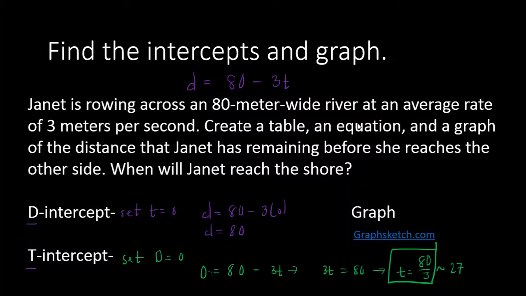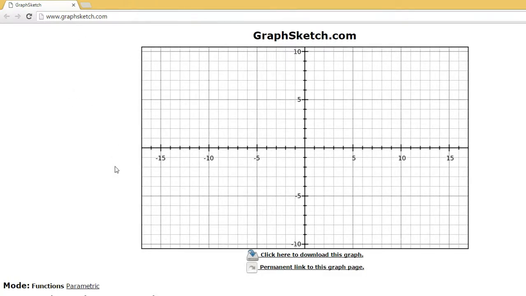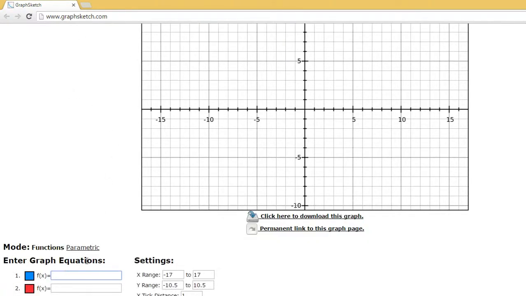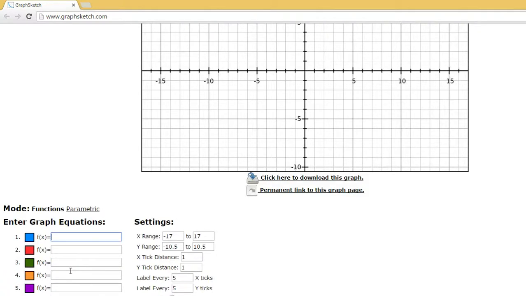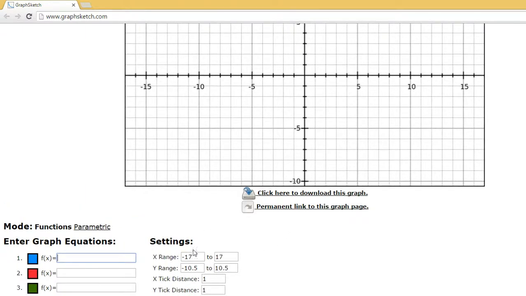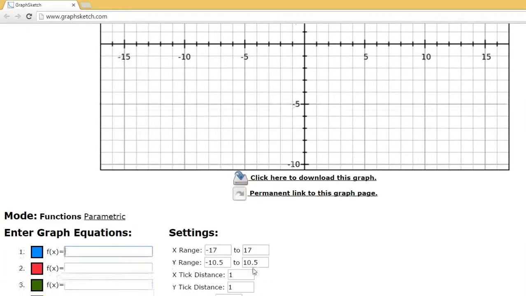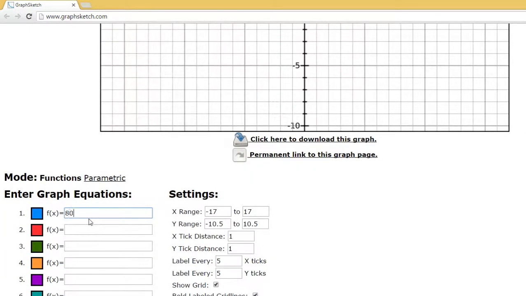Now, let's graph it. Well, I can graph using my equation. So I've just opened up www.graphsketch.com. So I'm going to type in my equation. So f of x equals, notice I have to now use, this is set to do x and y, right? X and y is my variables. So that's what I'm going to use here. So I'm going to type in 80 minus 3x. And I'm going to plot it.